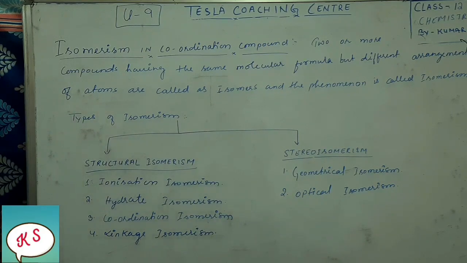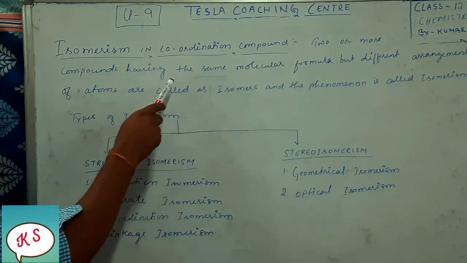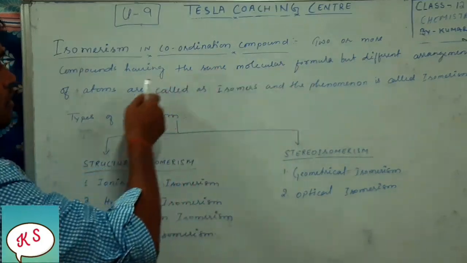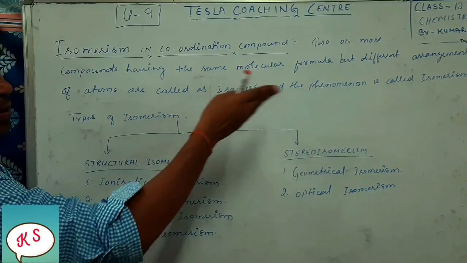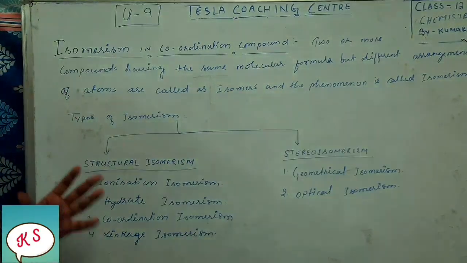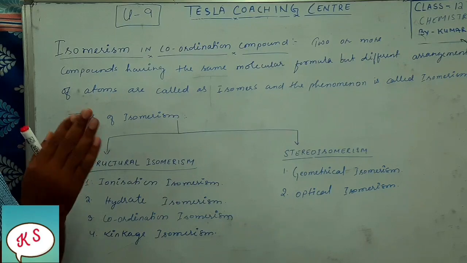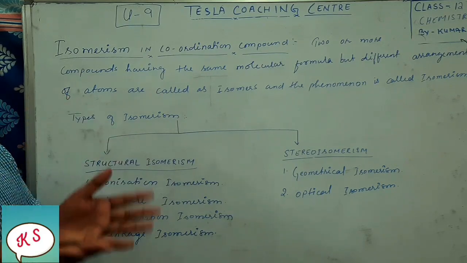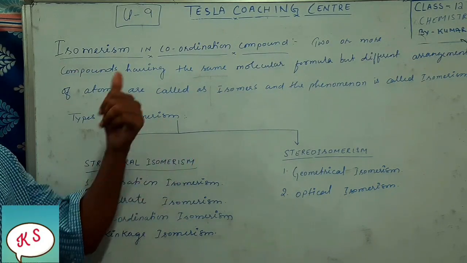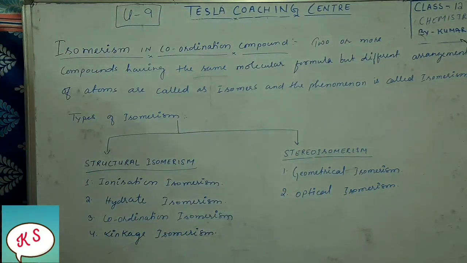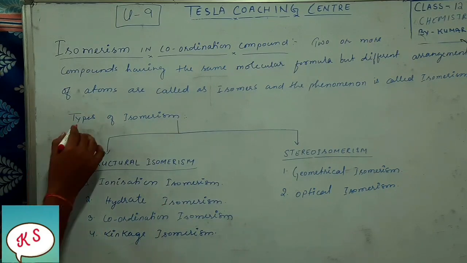So what is isomerism in coordination compounds? Two or more compounds having the same molecular formula but different arrangement of atoms are called isomers, and the phenomenon we call isomerism. There will be two coordination compounds with the same molecular formula; the only difference will be the arrangement of the atoms or molecules, which will be a little different. Those two compounds we call isomers, and the phenomenon we call isomerism.